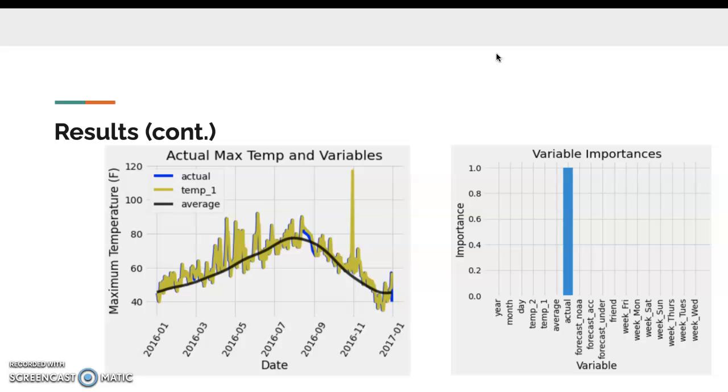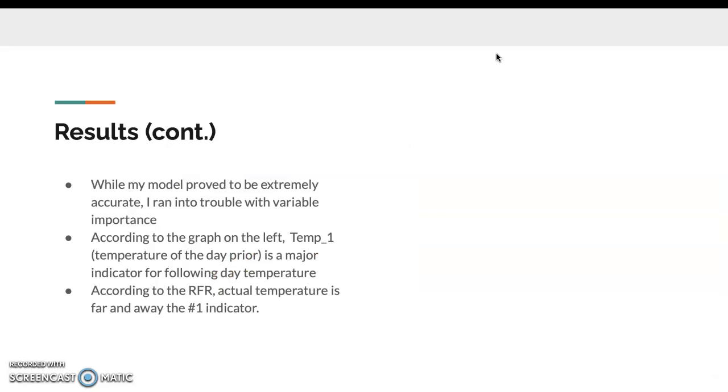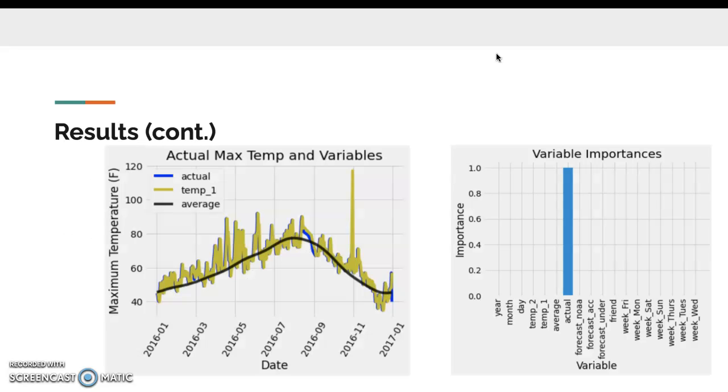RFR, you can see that actual temperature is the most important variable, far ahead. There's actually nothing else there. So this is where I had a little bit of trouble with the project. According to the RFR, actual temperature is far more the indicator, but as you look on the graph here, it ends up being temp 1 that seems to be most accurate.